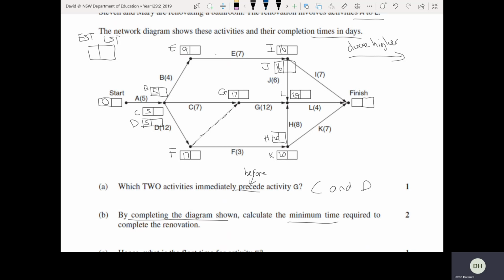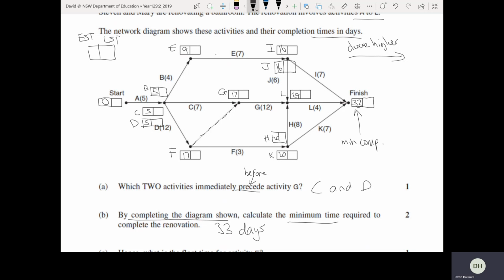All right, we're up to the EST of the finish. 16 plus 7 is 23. Going through L, that'll be 29 plus 4, 33. And going through K, 20 plus 7 is 27. We choose the higher, so that'll be 33. And the EST of the finish is the minimum completion time. So the minimum completion time is going to be 33, and the unit is days.